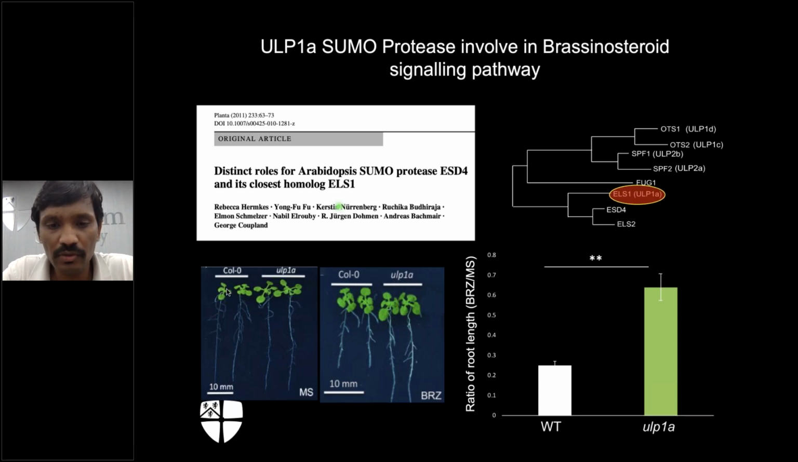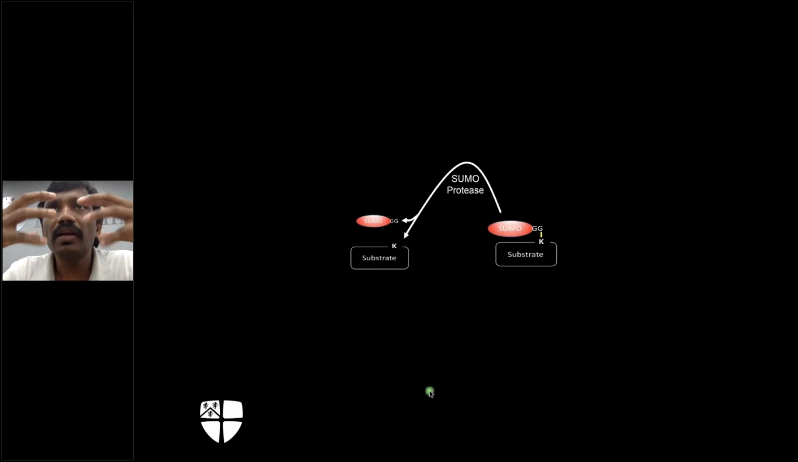When we put them in brassinazole, which is an inhibitor of the brassinosteroid biosynthetic pathway, this SUMO protease ULP1a is less sensitive to this inhibitor. So the question came to mind that definitely in the brassinosteroid signaling pathway, there is some kind of substrate or protein working as a substrate, which is SUMOylated. And this SUMO protease, which we identified working in brassinosteroid signaling, should be working to deSUMOylate this target.